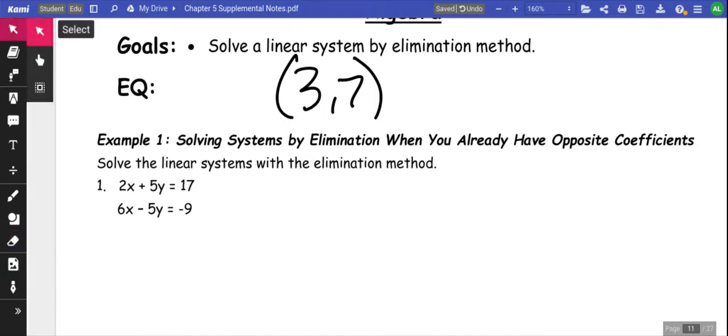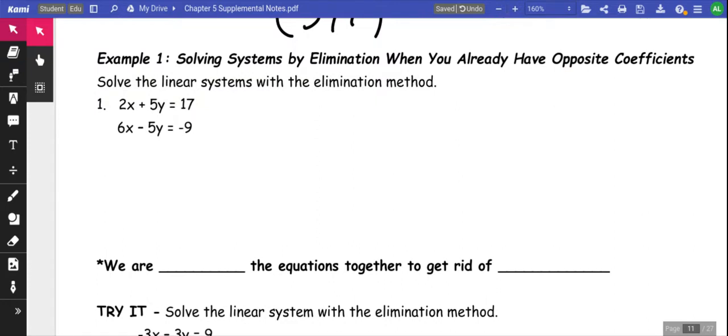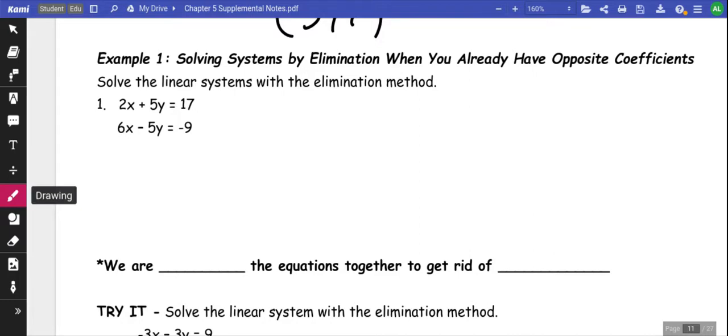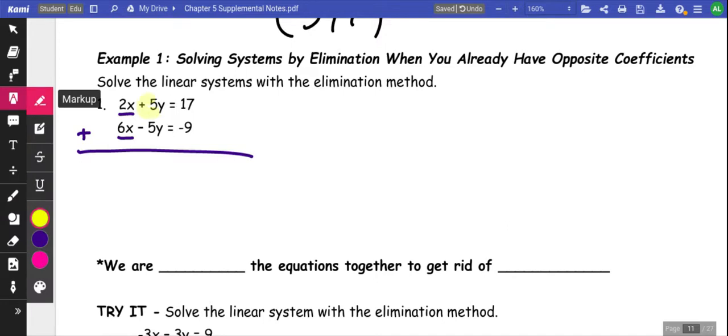Right. So this is the easiest version right here when we already have opposite coefficients. Okay, because what we're doing with elimination is we are basically using these two equations as like a giant addition problem. And we're going term by term and combining these like terms as we go. So this is the easiest possible setup because we can kind of look ahead and see, oh, I've got a positive 5y and a negative 5y. I know those are going to cancel out to 0. That's what we're always looking to do.